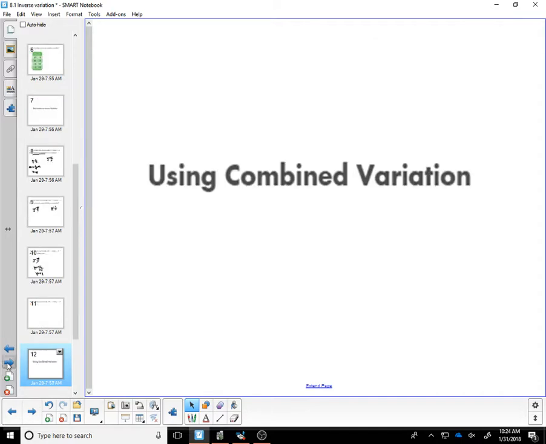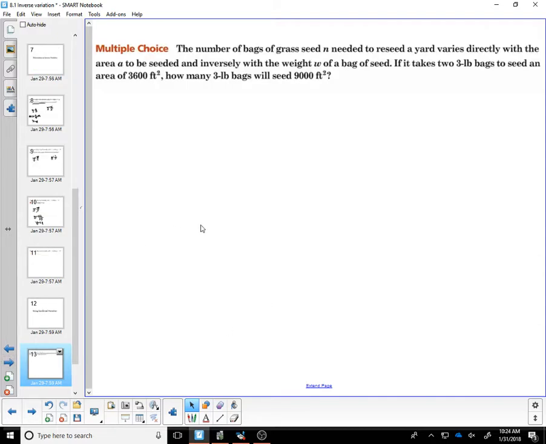Alright, cool. So then we'll move on, using combined variation. Here's what I was talking about. Sometimes it's not always going to be just direct or just inverse. The letters are a little small, so I'm going to read this to you once. The number of bags of grass seed, N, needed to reseed a yard varies directly with the area to be seeded and inversely with the weight W of a bag of seed. If it takes 2 3-pound bags to seed an area of 3,600 feet squared, how many 3-pound bags will it take to seed 9,000 feet squared?